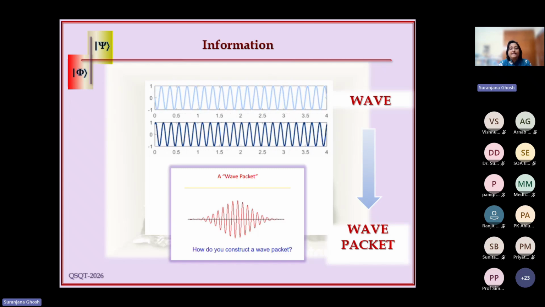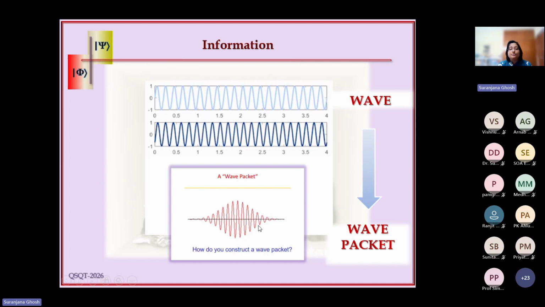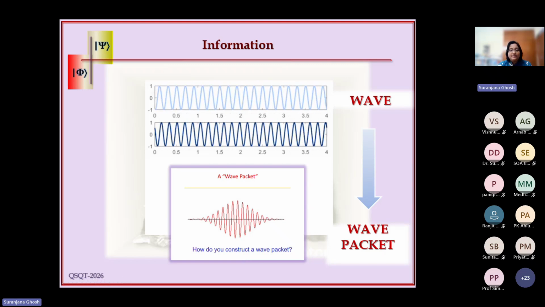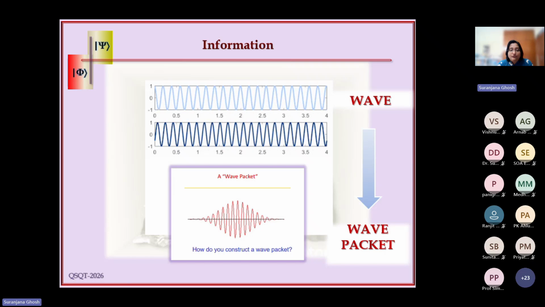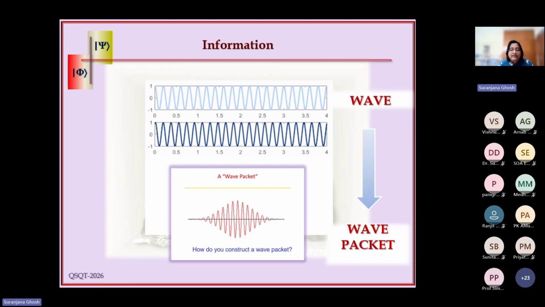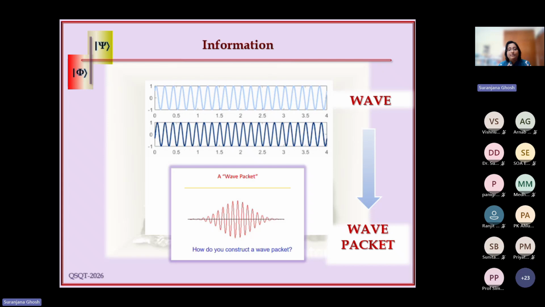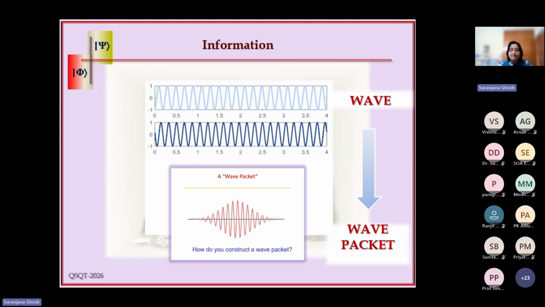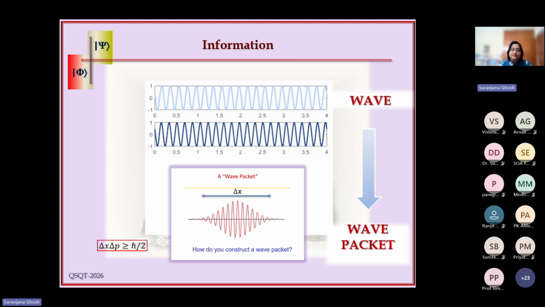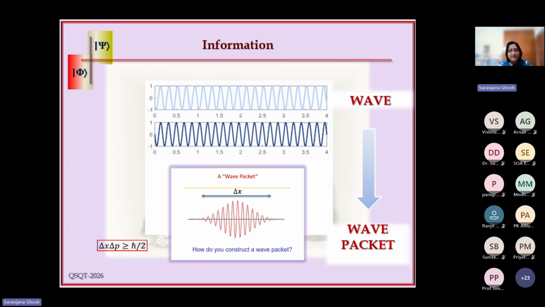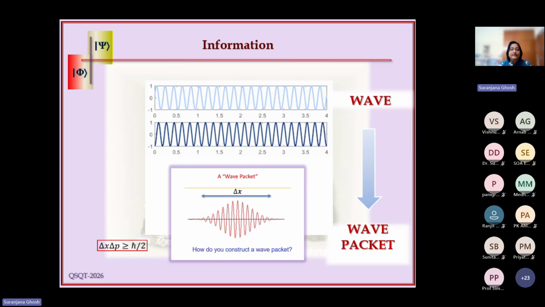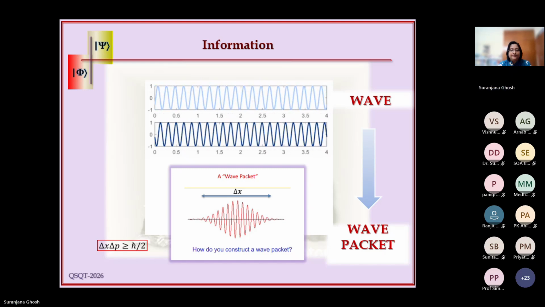and get this kind of wave packet, where the probability of finding the particle in this region is maximum, and in other places it is almost zero. So if we want to localize the particle, then we have to superpose n number of waves, and the momentum uncertainty will increase. And here comes the idea of the Heisenberg uncertainty principle: we cannot accurately measure delta x and delta p at the same time.